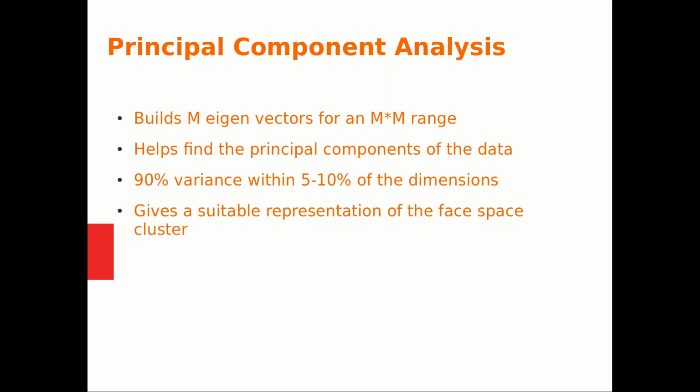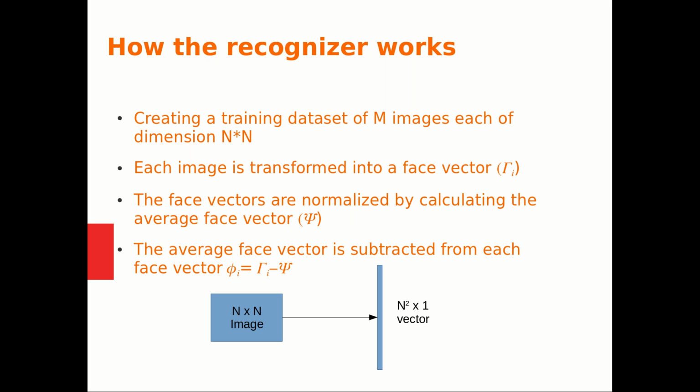What PCA basically does is build m eigenvectors for any photo of range m into n, m into m. It helps us find the principal components of any data, and we will find that 90% of the variance in most of the photos is basically in 5 to 10% of the dimensions. It gives a very good representation of the phase space cluster.